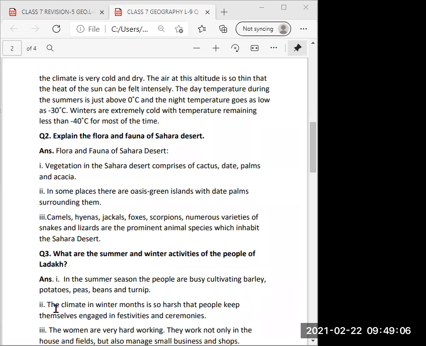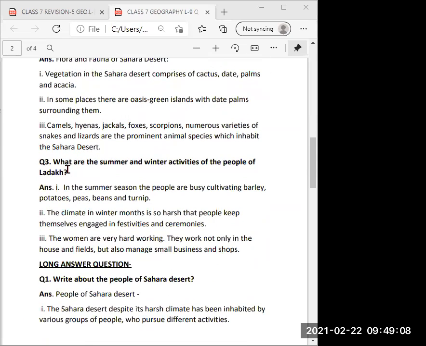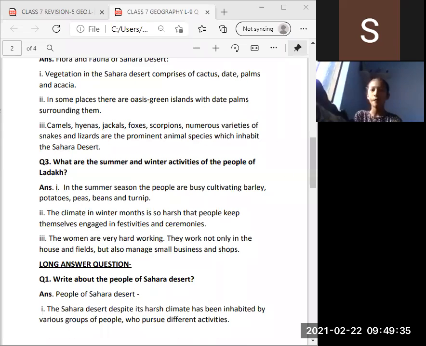Third point about animals, because they are asking about fauna also. Now 2 points about plant life, 1 point about animals. Camel, hyenas, jackal, foxes, scorpions, and numerous varieties of snake and lizard are the prominent animal species which inhabit the Sahara Desert.